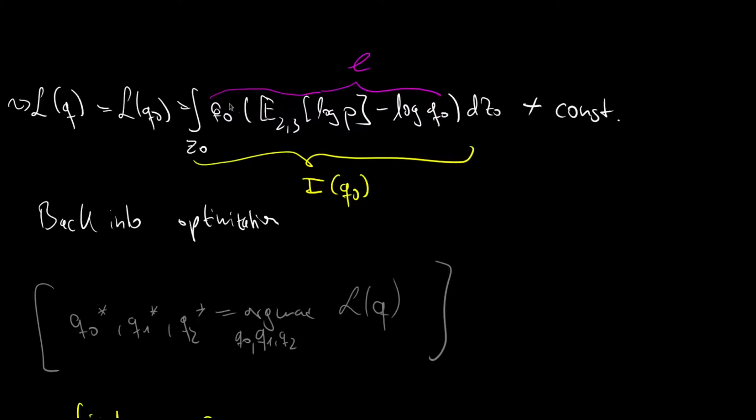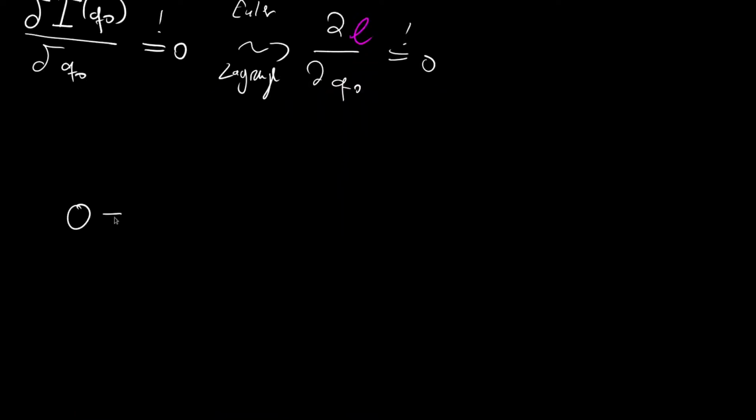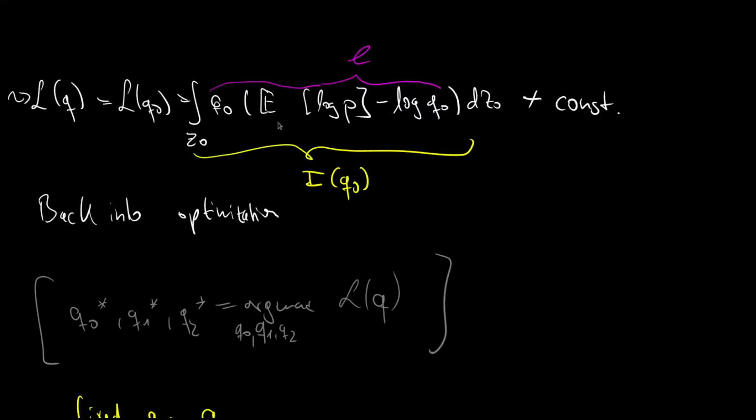And then for the first, we get the derivative with respect to Q0, which is just this expectation over Z2, Z3 of the logarithm of the joint. So we have 0 has to be the expectation over Z1, Z2 of the logarithm of the joint. And of course, I see this should be the expectation over Z1, Z2, not Z2, Z3. And then we have Q0 times log Q0.